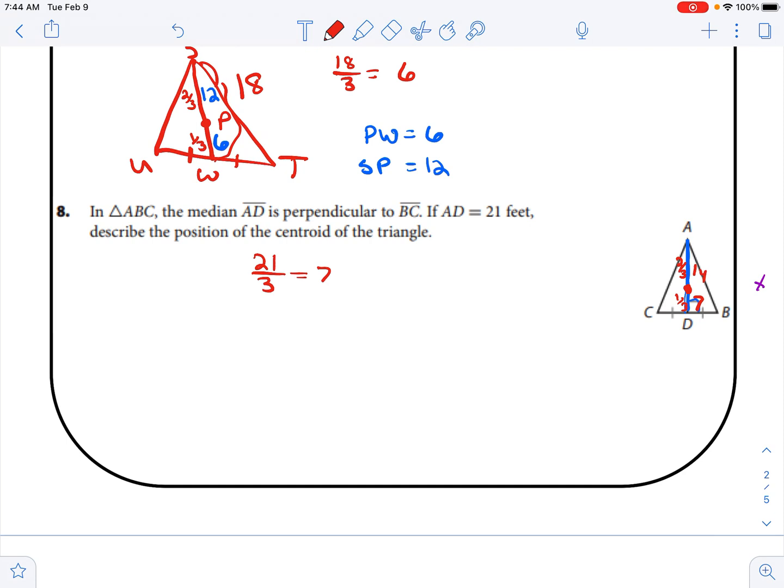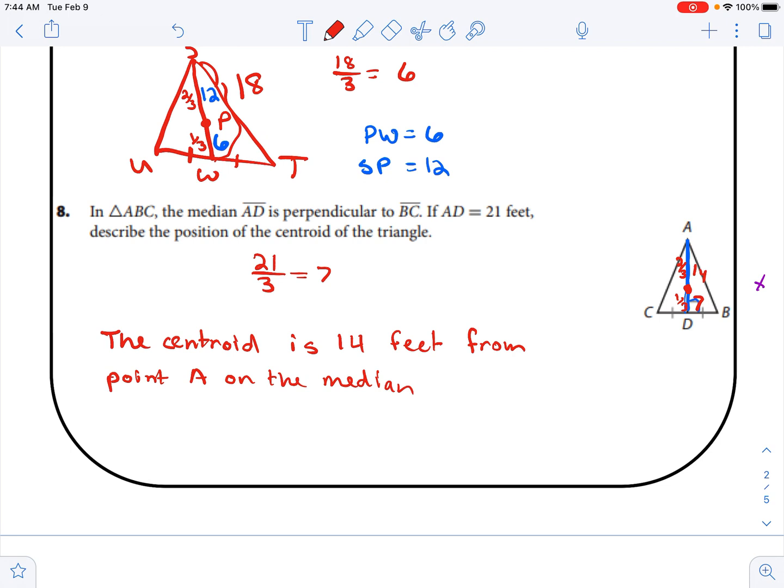So I could say the centroid is, and this is in feet, 14 feet from point A on the median AD. And that would be our description of it. So that's how we're going to go through, just remembering our proportions as we work through it.